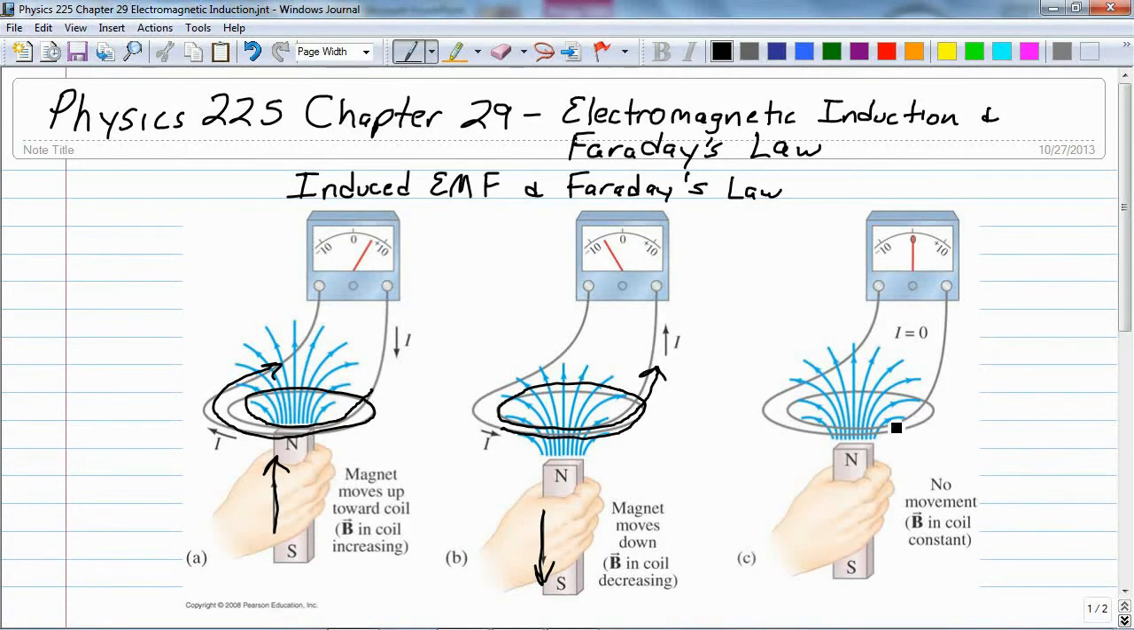But if I don't make any movement with the magnet, there is no current. So there is a magnetic field around this wire, but it's not changing, it's constant, and so there's no current. Only when there's motion is there a current. This is no motion.